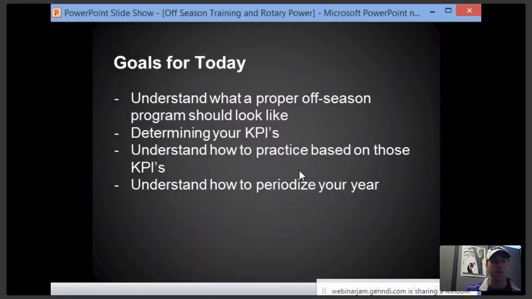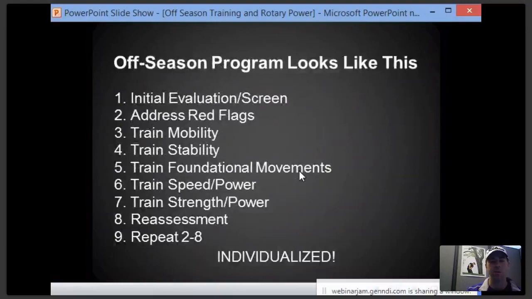That leads into understanding how to practice off of those, and then we'll talk about periodizing that. So what types of things should you focus on when? We'll cover all of those as well. Then we'll have some videos of different examples of the strength and the power, and where those should fit in.